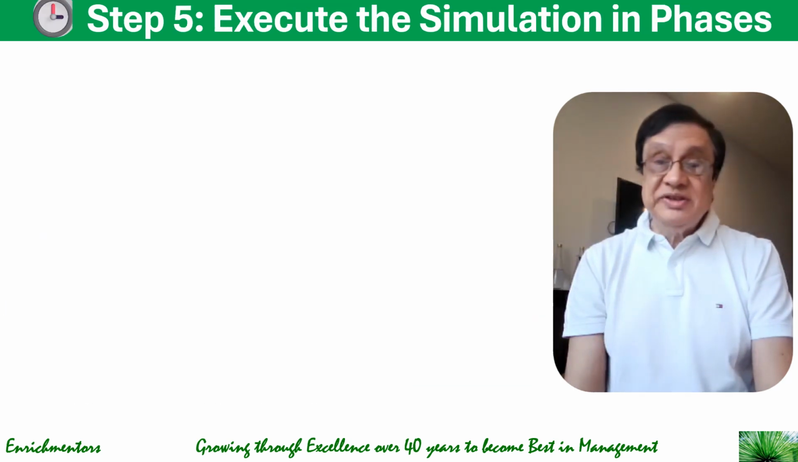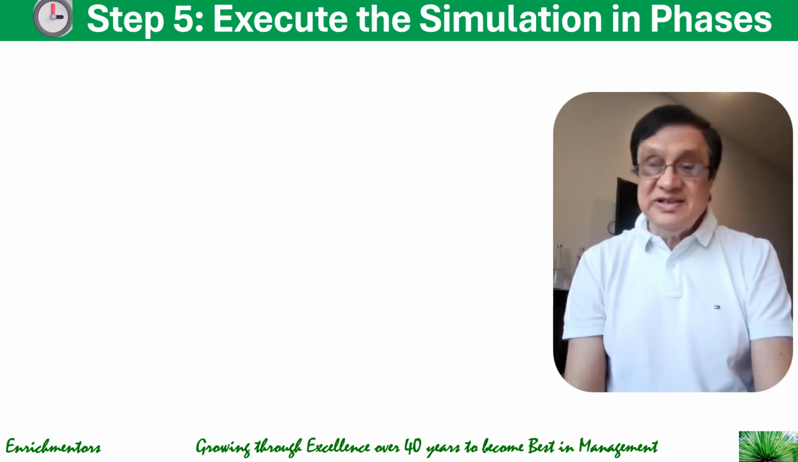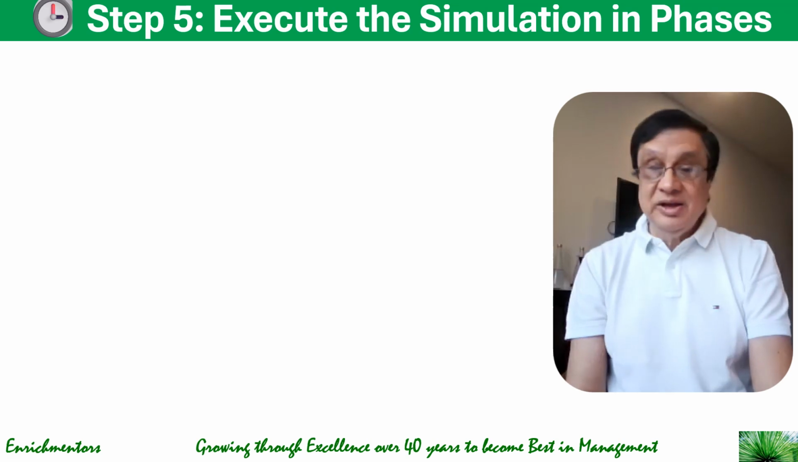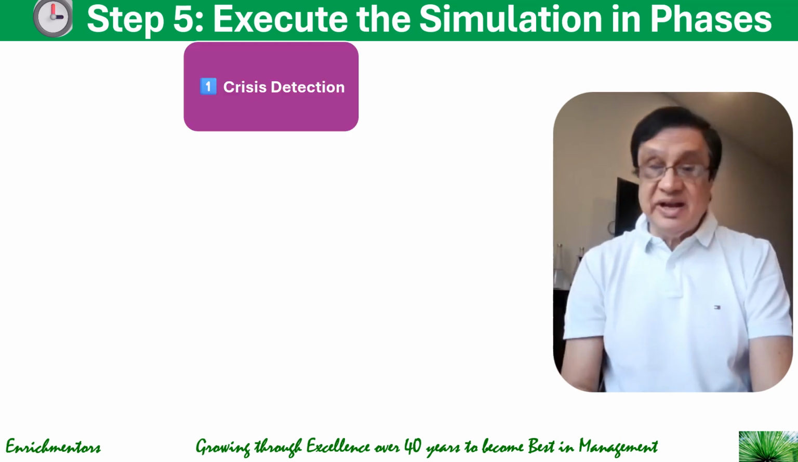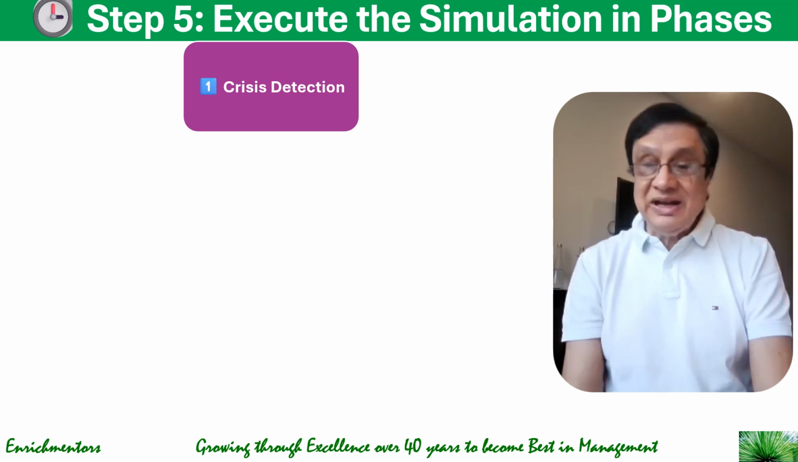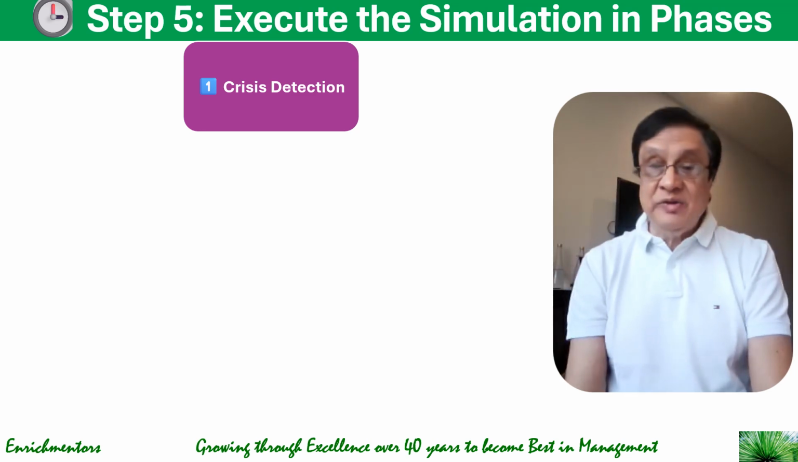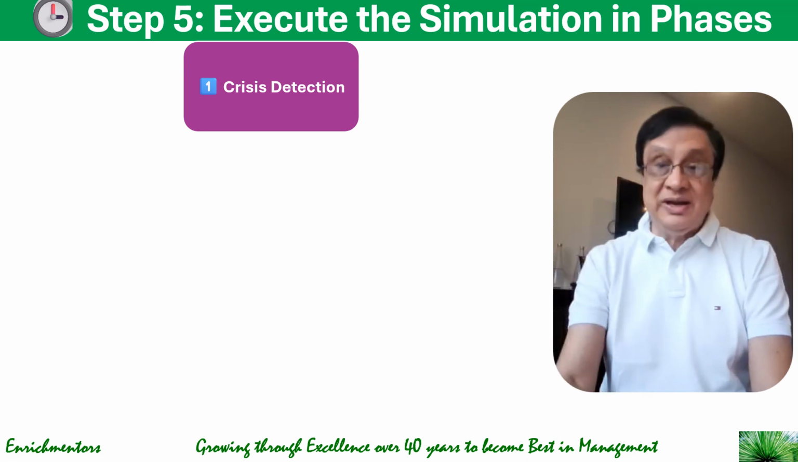Fifth step is to execute the simulation in phases, because a step-by-step rollout allows the team to react and adapt in real time. Now, what are the phases of a simulation? First is crisis detection, let's say in case of a social media backlash or a data breach alert, kind of a thing that happens. So you need to talk about detecting the crisis well in time.